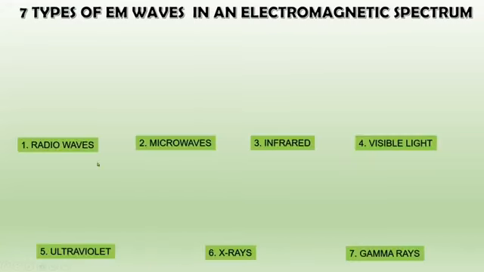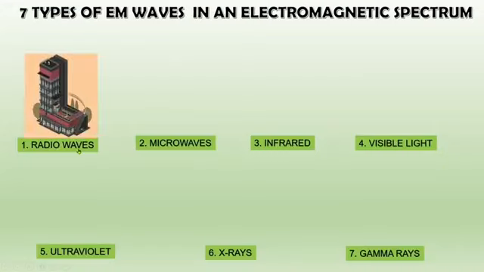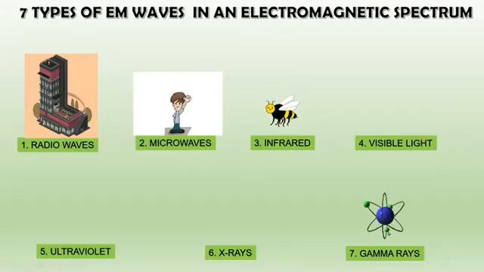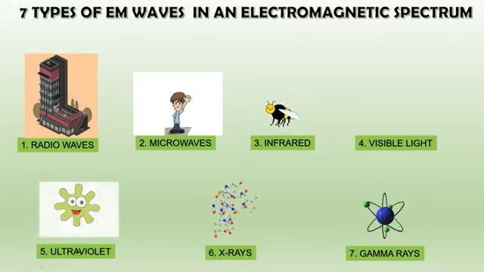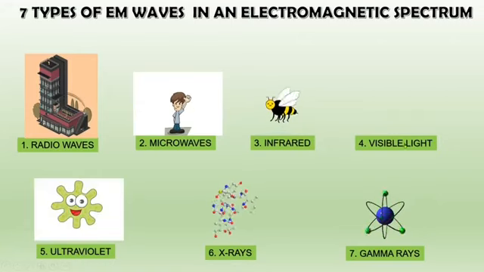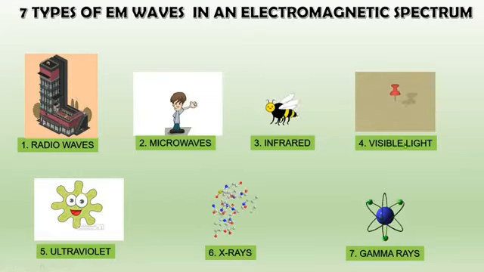Alright, let us click this. So it is a building. So the size and the range of the radio waves is compared to a building. How about microwaves? Human. How about infrared? A honeybee. How about gamma rays? It is compared to an atom. How about X-rays? A molecule. Ultraviolet, a bacteria, and number 4, visible light. It is compared to a pinhead.